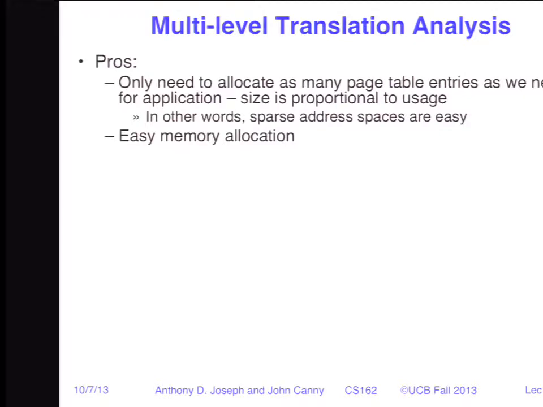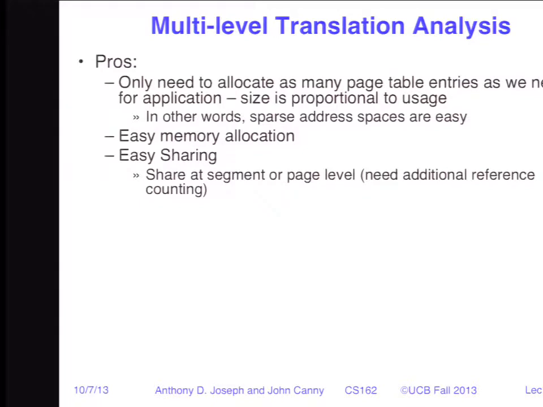So we don't have to worry about best fit or buddy fit or some other kind of algorithm, and compaction and moving things around. We'll never have to do that. We get very easy sharing. We could either share at the segment level, or we could share individual pages. But of course, if we're doing sharing, we have to do reference counting, so we can figure out when it's OK to deallocate a memory region.